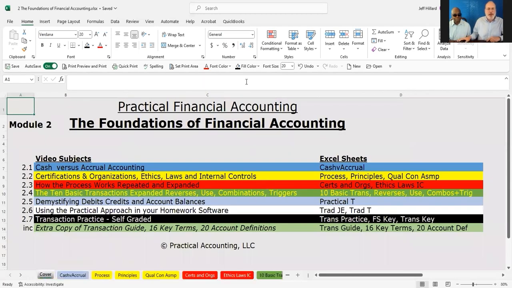So you guys ready to begin? Let's talk about cash versus accrual accounting.